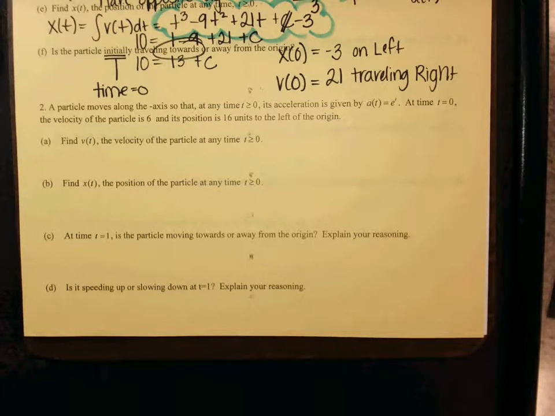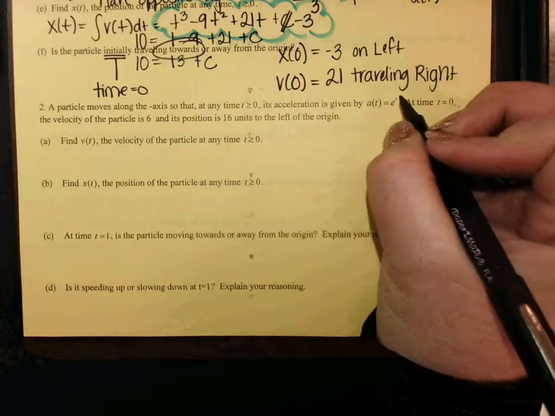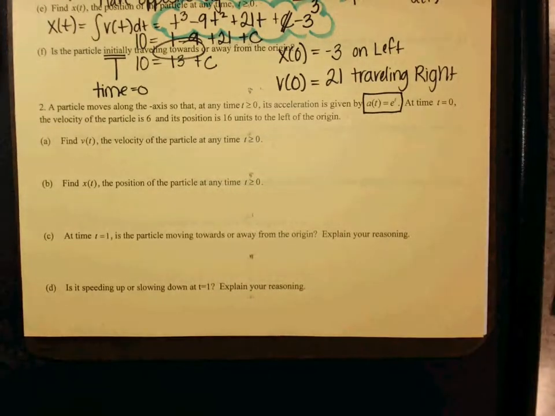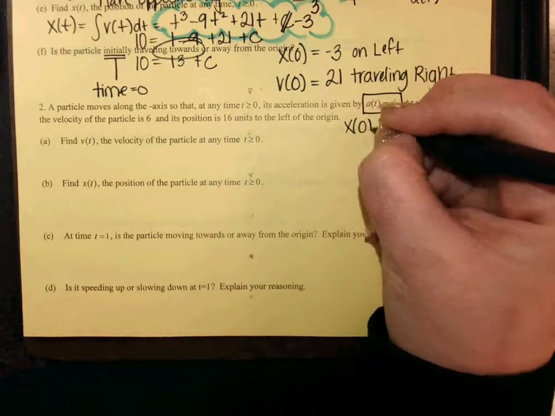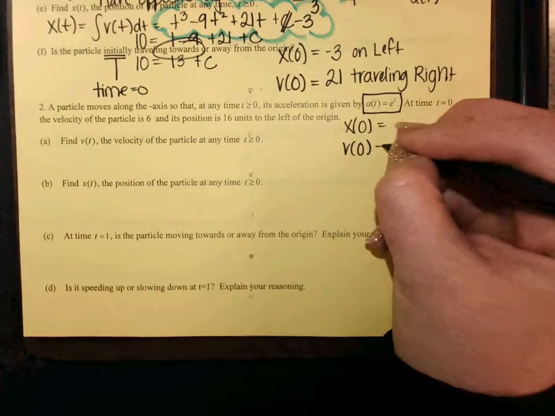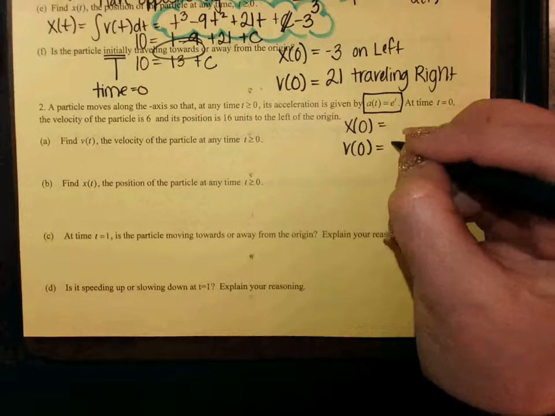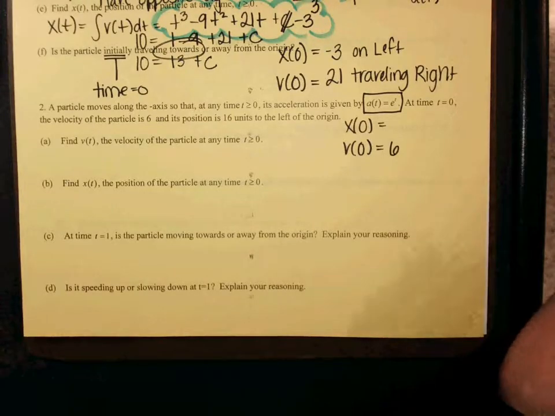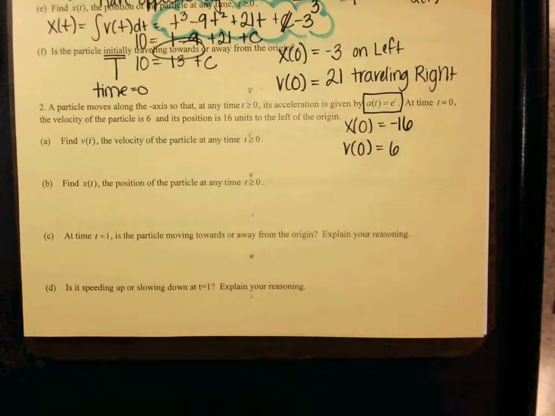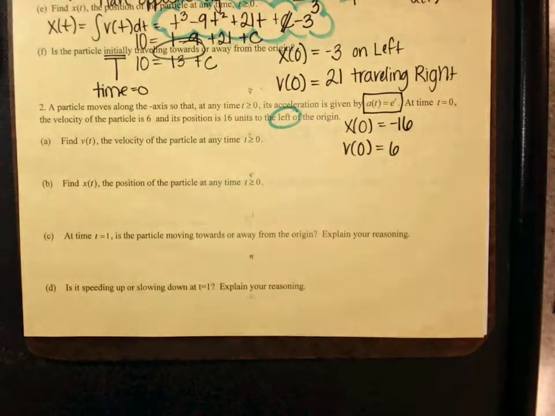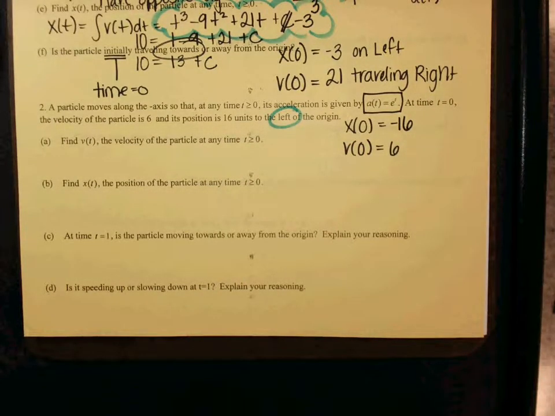Okay, number 2. Particle moves along the x-axis so that at any time its acceleration is given by, boom, E in it. Okay, at time t equals 0, the velocity of the particle is 6, the position is 16 units to the left. Write your x of 0 and your v of 0. They just gave you both of those. At time 0, the velocity of the particle is 6. The position is negative 16. Why negative? Left. That means that I'm on the left side, I'm on the negative side of the origin.